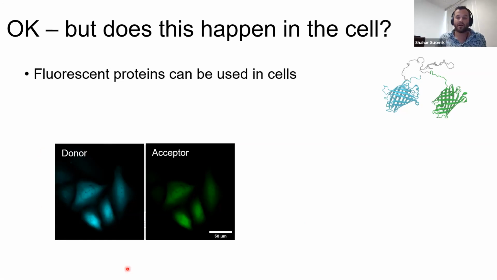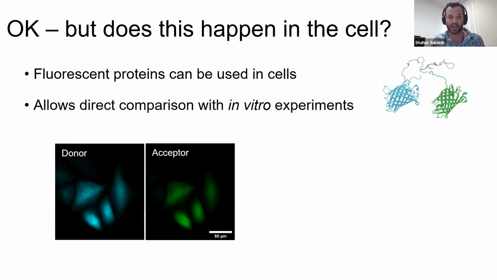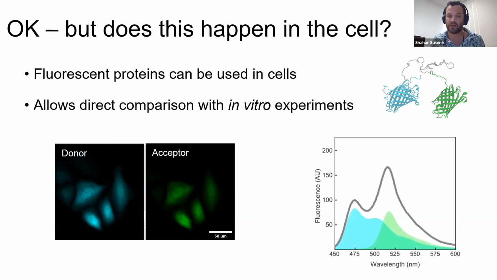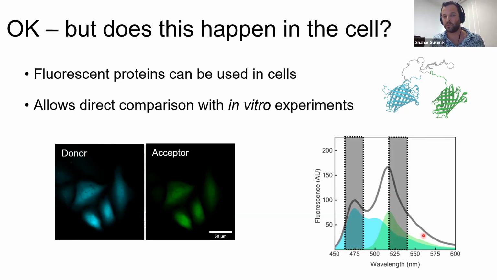And what we do is we look at the emission of the donor and the emission of the acceptor through filters on our microscope. And this, of course, also allows direct comparison with in vitro experiments because, while we don't have the full spectrum in our microscope, we can just take specific windows in our spectra and then calculate the donor and acceptor fluorescence in the same way we do in our microscope.